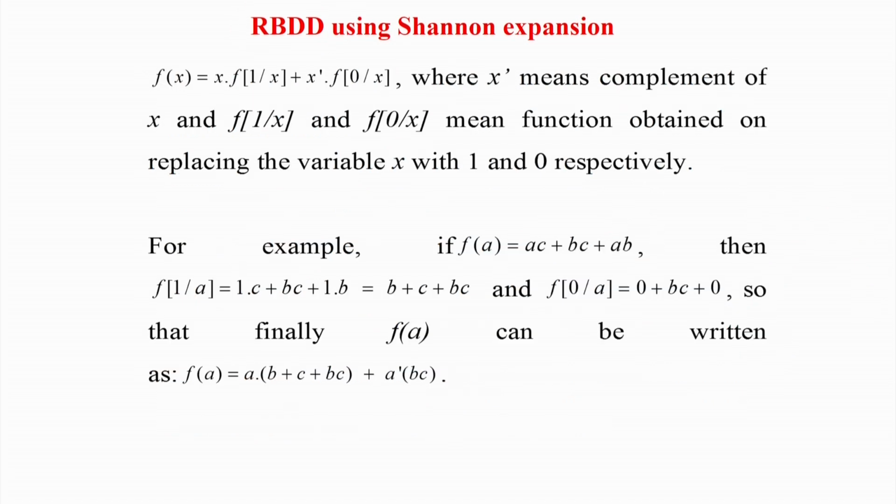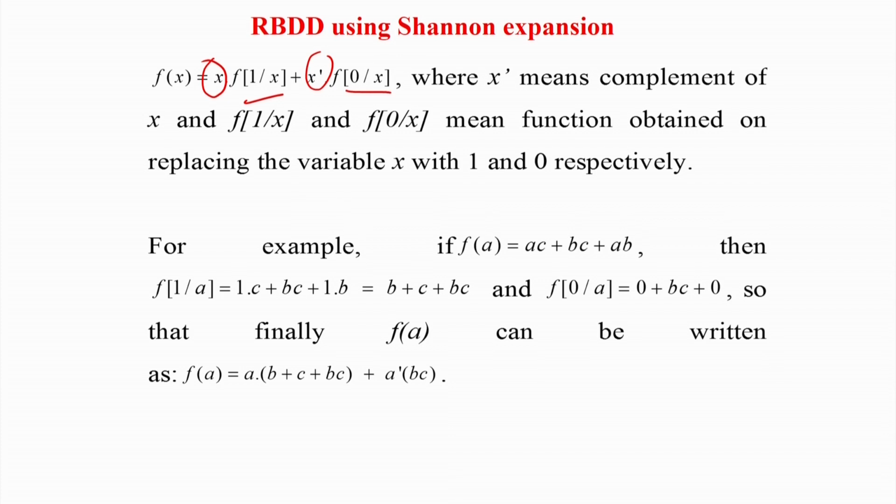For example, if we have a function f of x, generally Shannon expression means we have one part in which f of x equals x dot f with x equal to 1. That means if you have a function, we first take out one variable, replace that variable by 1 and make a sub function inside. Then the other part is x equal to 0, where the variable is replaced by the value 0, we get another function, and we keep on doing it.